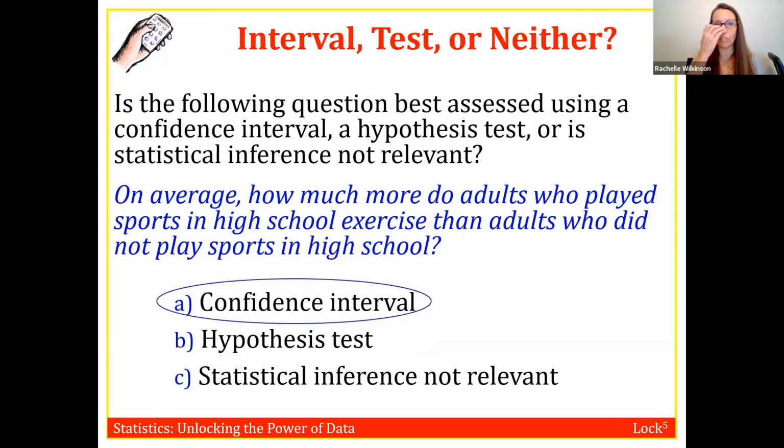Looking back at the one we just looked at, the first one says, on average, how much more do adults who played sports in high school exercise than adults who did not play sports in high school? So that's going to be a number answer. It's going to be like 5 hours a week or something like that. So because it has a number answer, then we would answer that using a confidence interval.